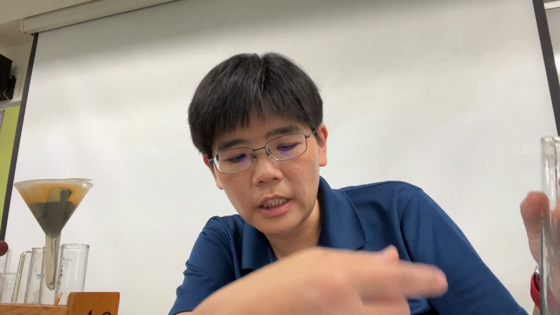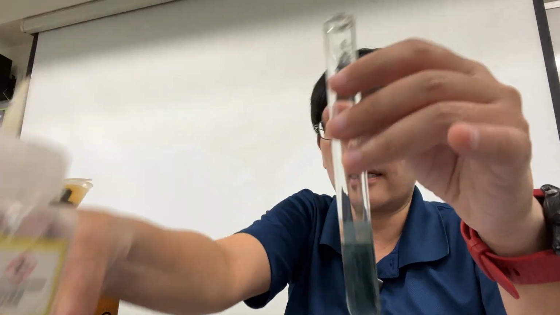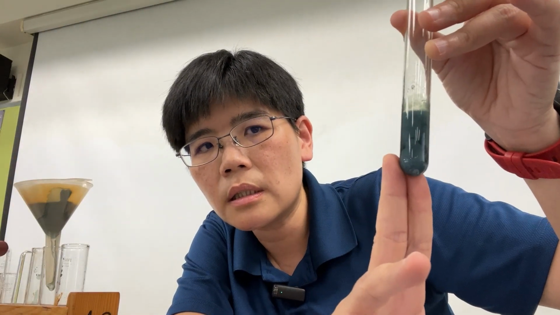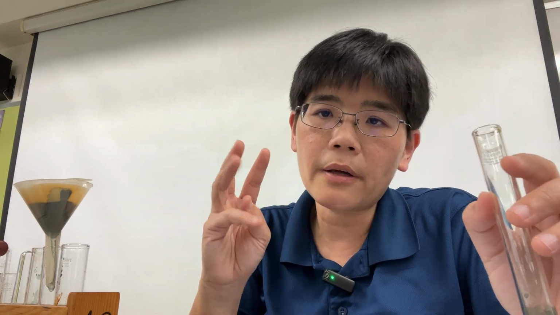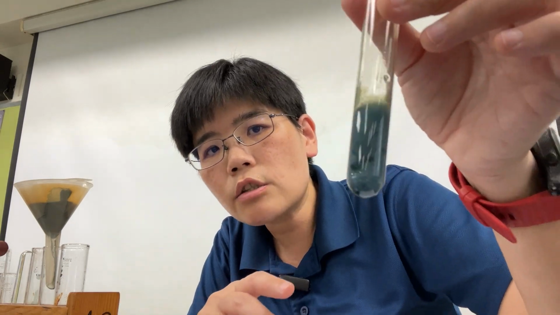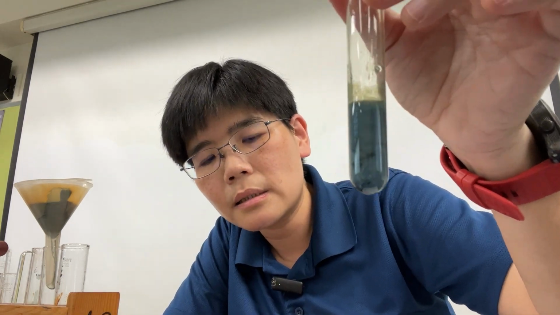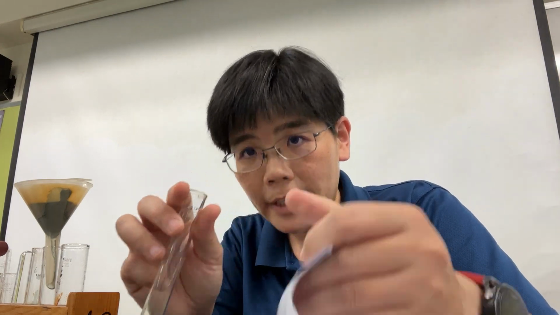The instruction says, with shaking, until no further change is seen. So we add a bit more, and then we realize that it is still cloudy, still chalky. The PPT doesn't go away. So the B part 3 answer: the dirty green PPT is formed, insoluble in excess.